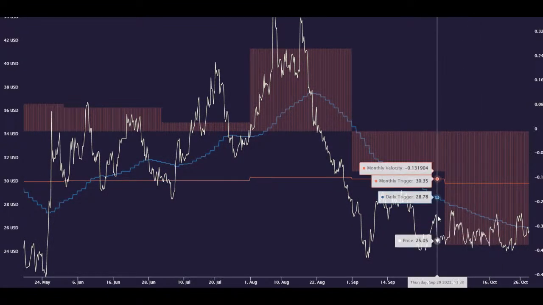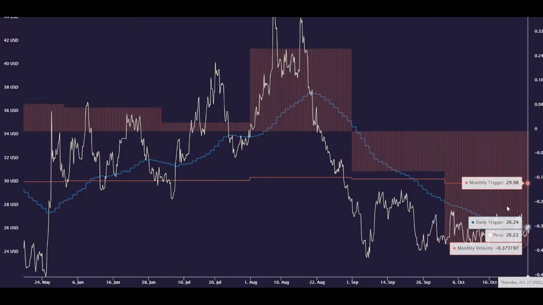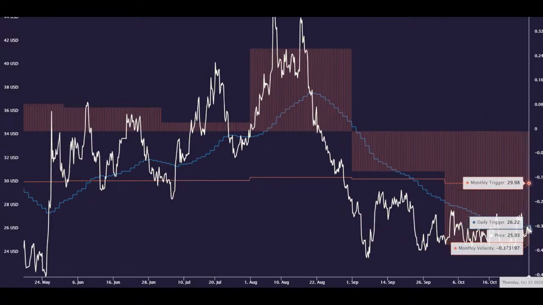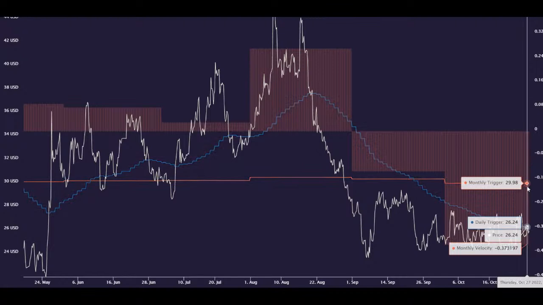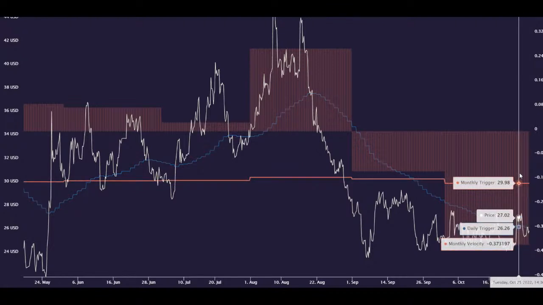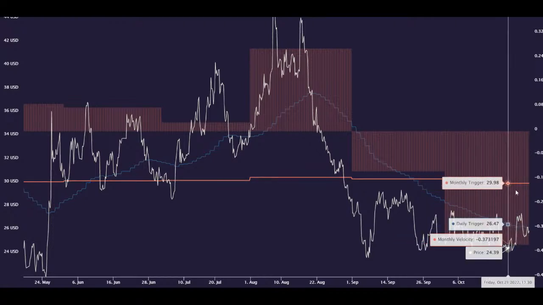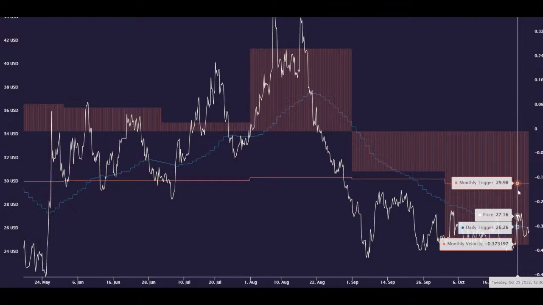But the predicament that GME is stuck in right now is that because we have such strong negative monthly velocity, even if price was able to break above the daily trigger and shoot up to 29.28, Anemoi is predicting we're going to get rejected hard off the monthly trigger. But pay attention to what day it is in the month. So today is October 27th, and in 4 days, the monthly velocity gets recalculated. So it always gets calculated at the end of the month.